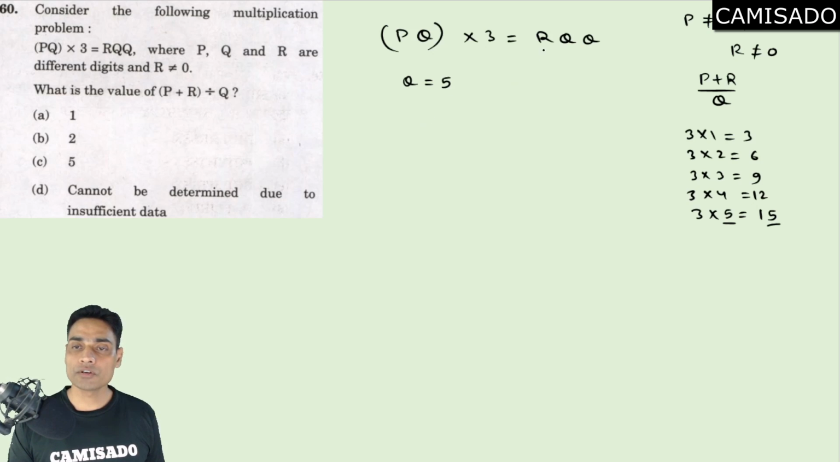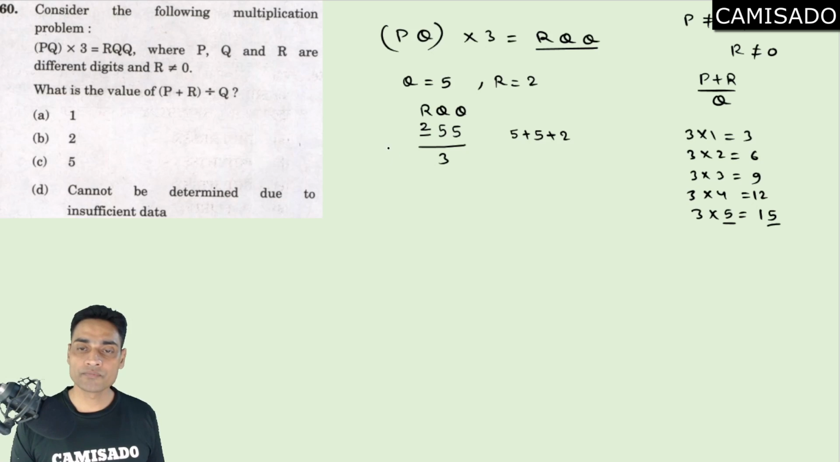So now seeing at RQQ, what is the possibility? R is blank, Q is 5, Q is 5, and it is divisible by 3 because something into 3 is coming out to be RQQ. Therefore 3 must divide RQQ. Now the divisibility test says: a number is divisible by 3 when the sum of the digits of the number is divisible by 3. Here the sum of the digits is 5 plus 5, 10. If we get 2 here, then you will get 12, and 12 is divisible by 3. So the value of R is 2, because 255 is divisible by 3.